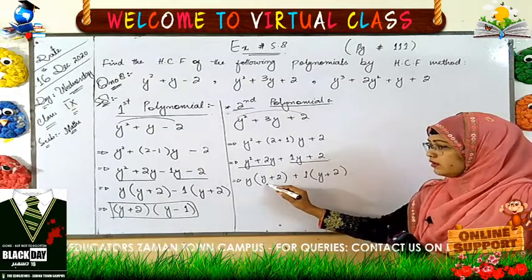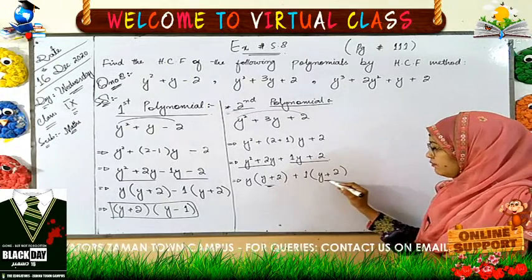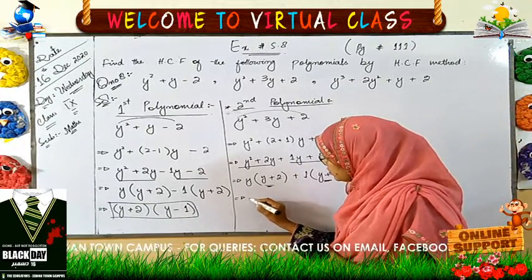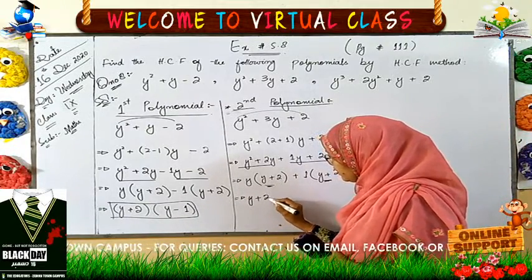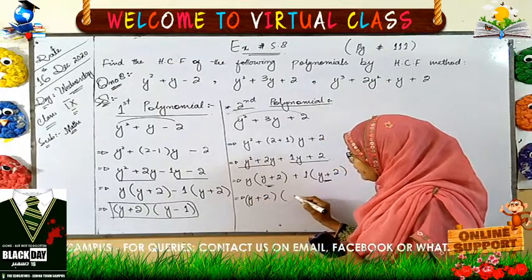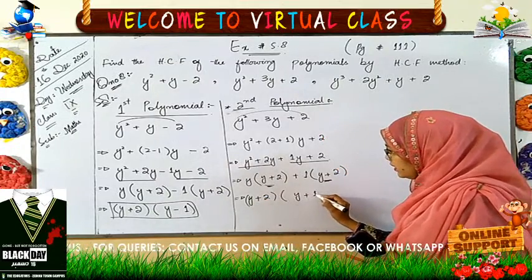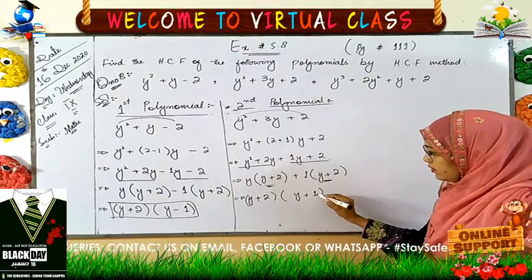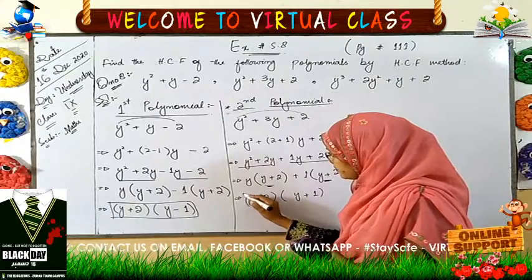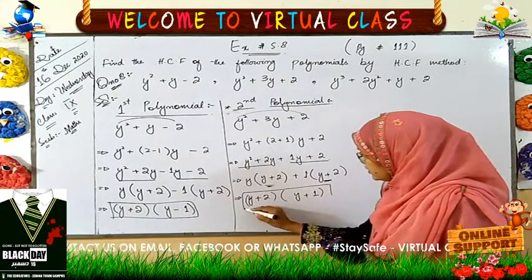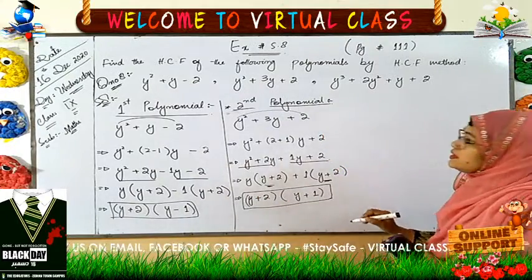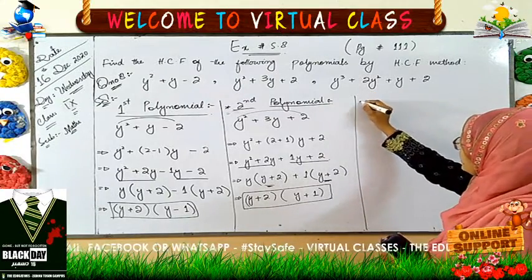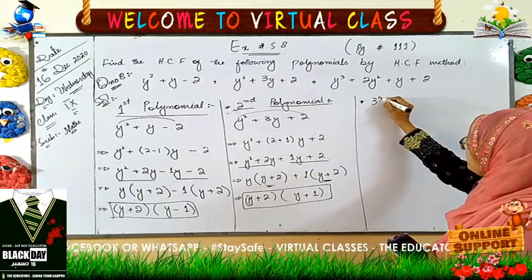What is common here? Y plus 2, this bracket, and y plus 2, this one. These two are common, so we will write down y plus 2 as a common bracket, and then the remaining values are y plus 1. Okay. These two are the factors of the second polynomial. Now we will find the factors of the third polynomial. Okay, third polynomial.